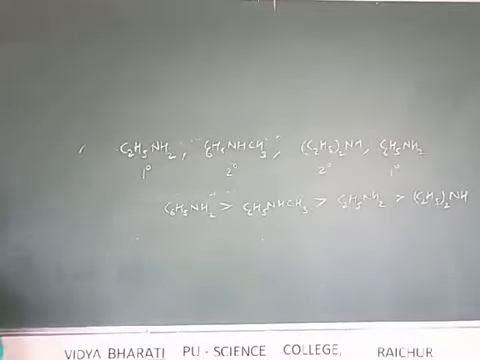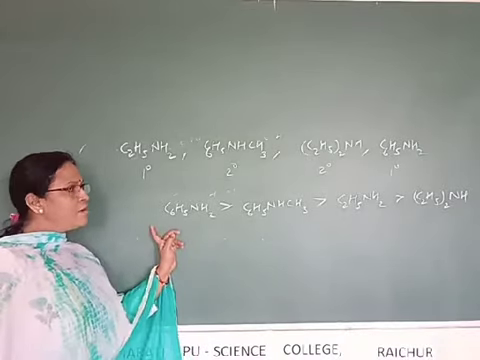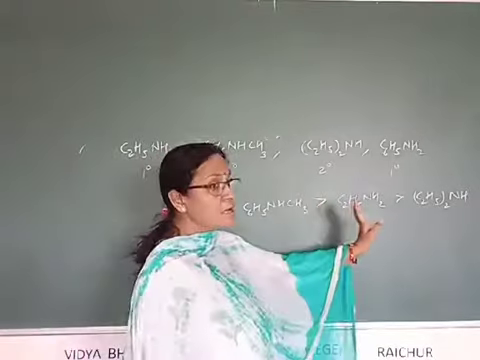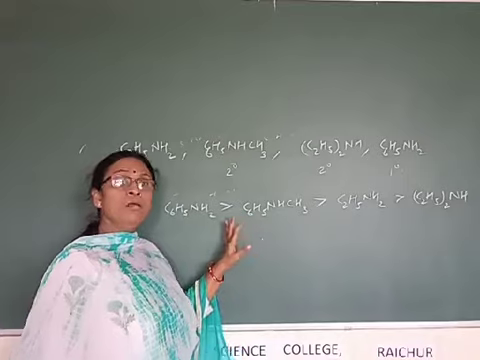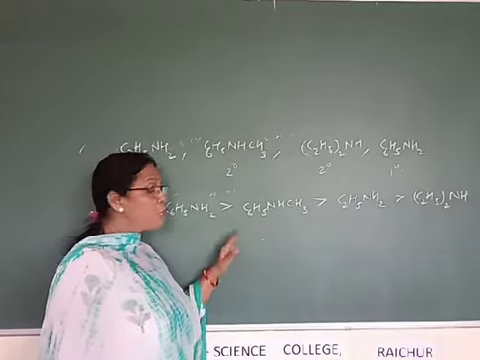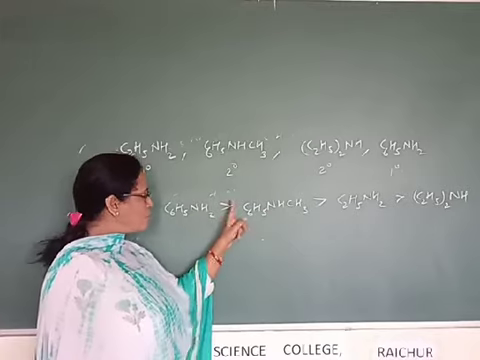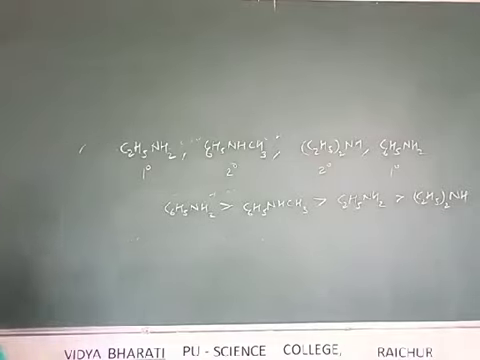See, in your NCERT textbooks, the answer given is wrong. So don't copy the answer from your book. There they have written the decreasing order, but this sign is reversed. We have to arrange in decreasing order of pKb value, not in basic strength. So pKb value of aniline is highest, so we have to put this sign. Okay, so remember this.